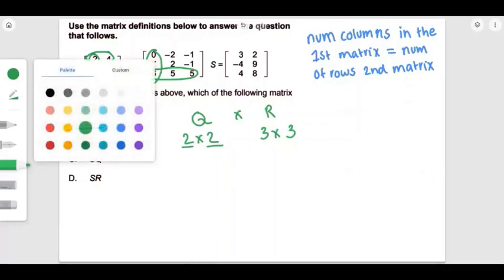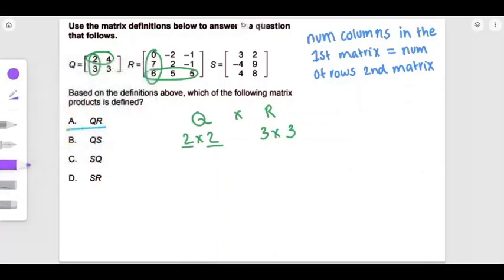Now the rule says that the number of columns in the first matrix, which is 2 here, equals the number of rows in the second matrix, which is 3 here. As you can see, 2 and 3 are not equal, which means that QR is not defined. So QR is not correct.